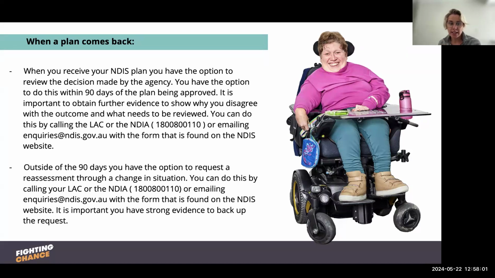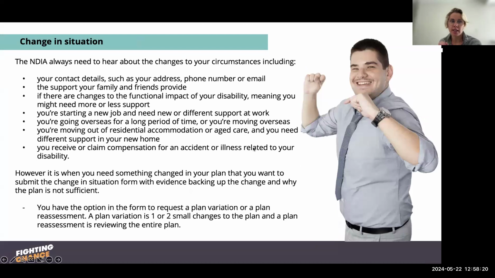Outside of the 90 days, or even inside of the 90 days, if it's appropriate, you can put in a change of situation. So if there is a change of situation within that 90 days or even after, you can put that in. A change of situation can be small or big. I think I've got a slide on this. Yes. So the NDIA say that they always need to hear about changes to your circumstances, and here are some things that it includes.